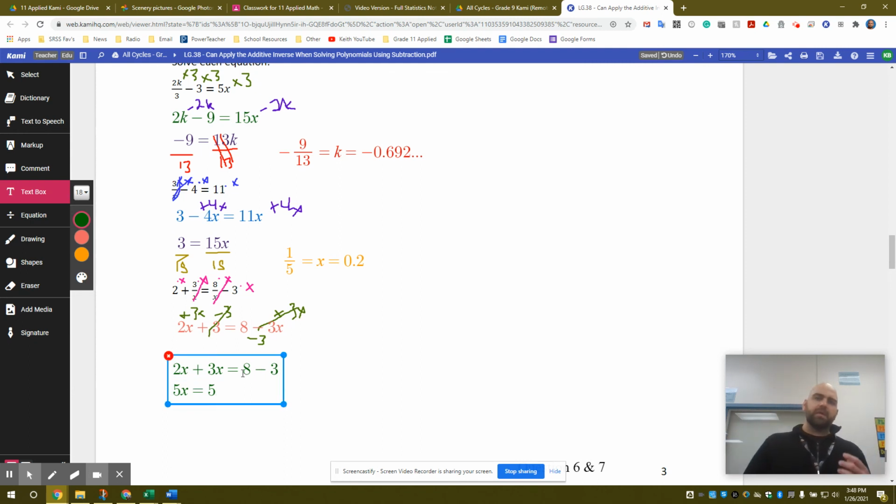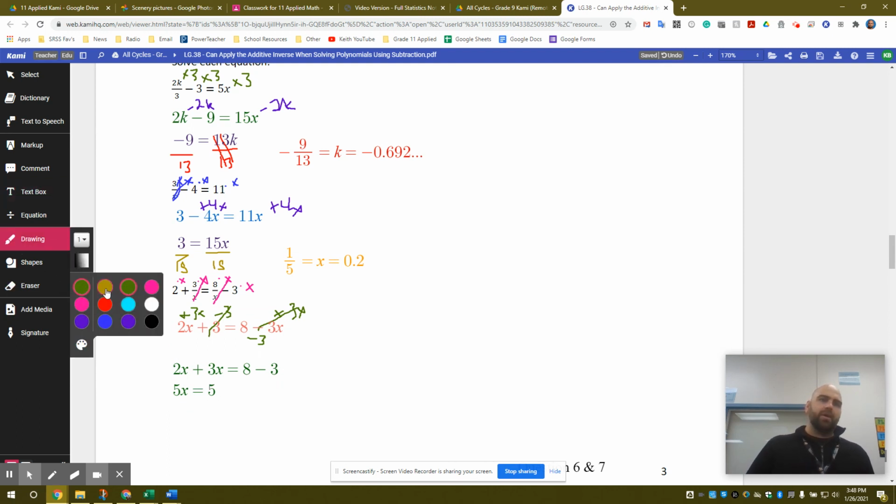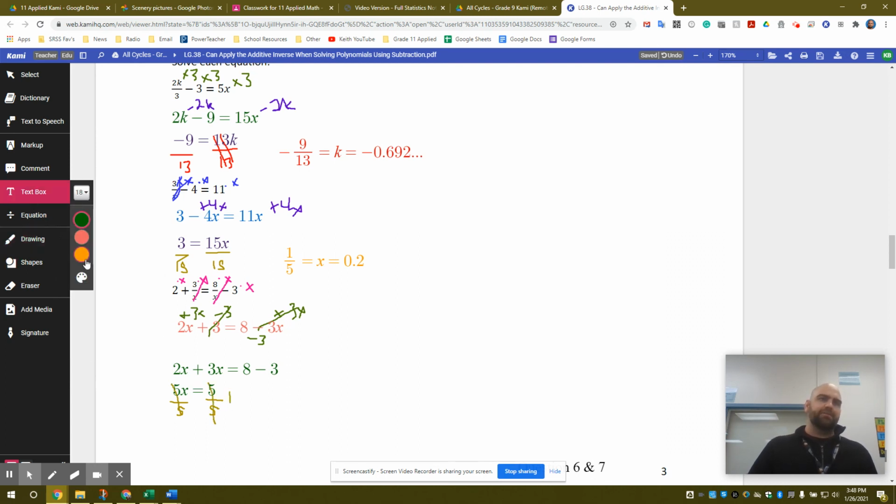Now again, we do this because we want to get all of our x on one side and all of our constants on the other side. So at that point, we can then solve. We divide this by 5. We divide this by 5. This cancels out and becomes 1. This becomes 1 as well. And our final answer in this case is that on the left-hand side, we're going to be left with just x all by itself. And on the right-hand side, we're going to be left with 1. So x is equal to 1.